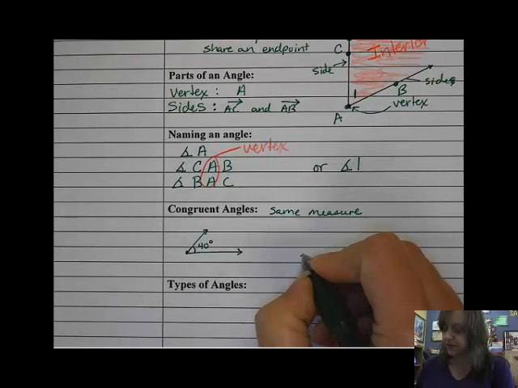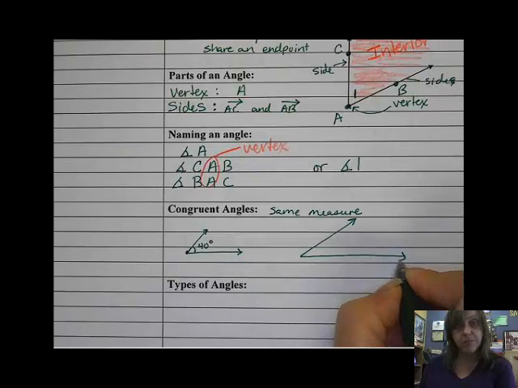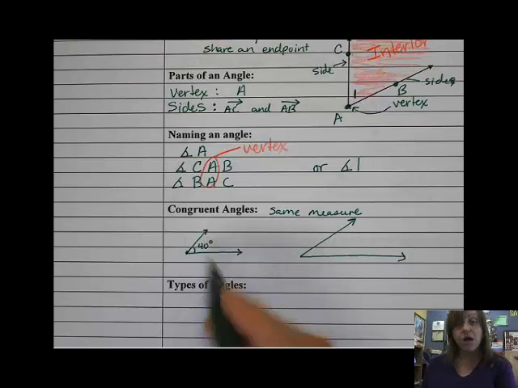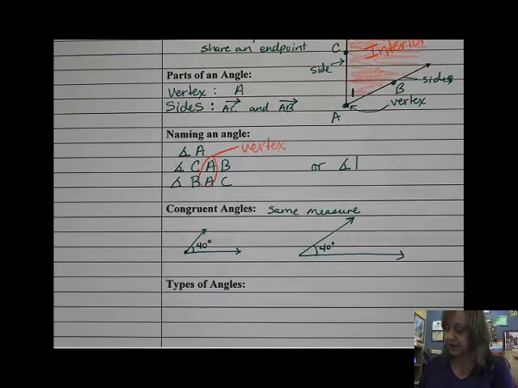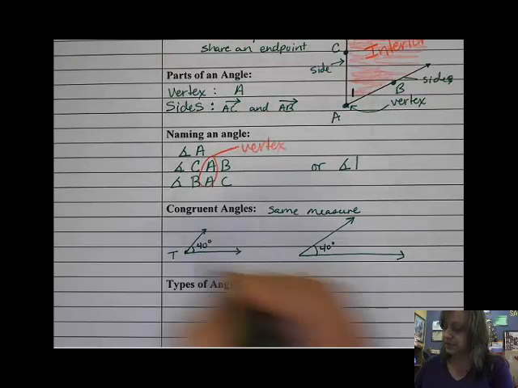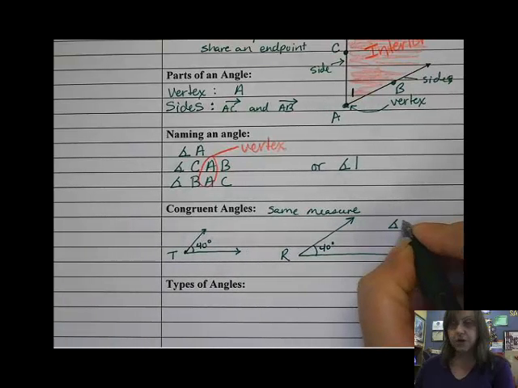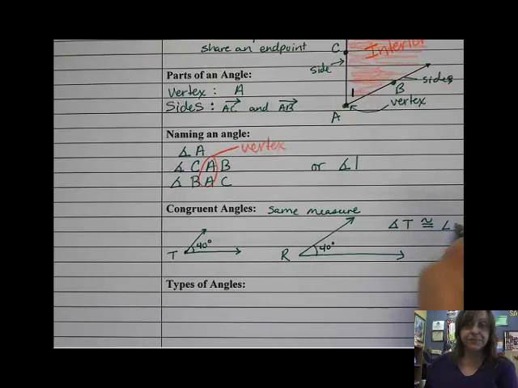How long is a ray? If you think about it, they're infinitely long. So even though I drew this one shorter on the paper, it still goes forever. And if this is 40 degrees, then it also is congruent to the first one. So let's write that. Let's call this angle T, and let's call this angle R. We could make a statement that would say that angle T is congruent, you'll remember this symbol, congruent to angle R, because they have the same measure.